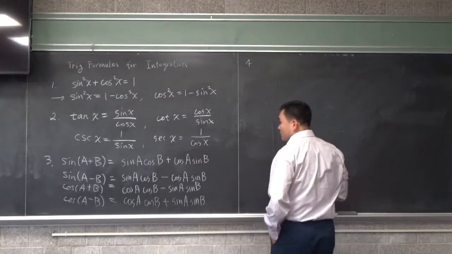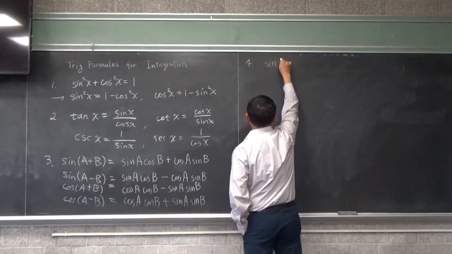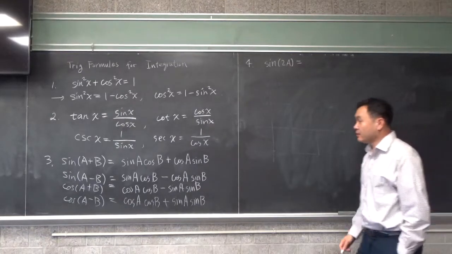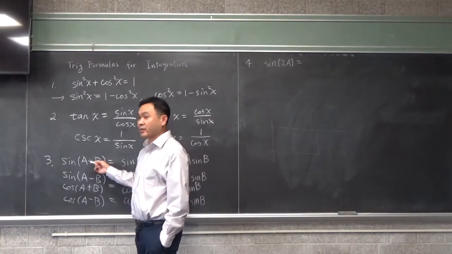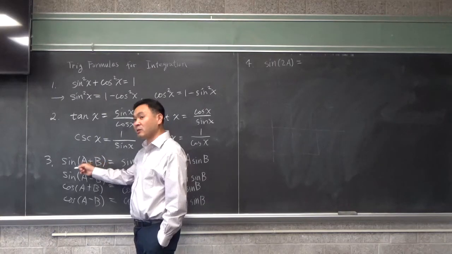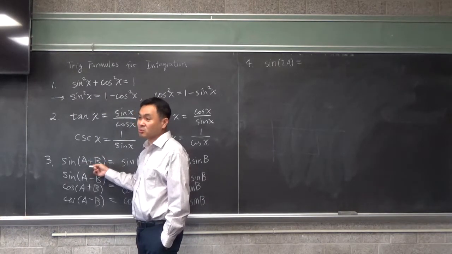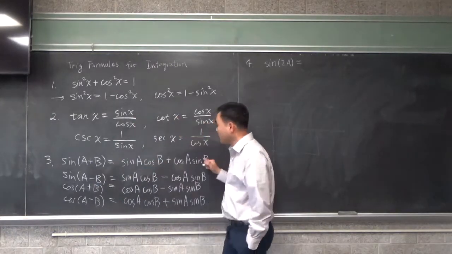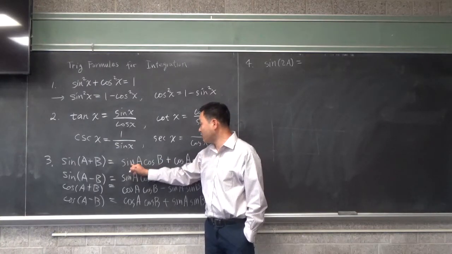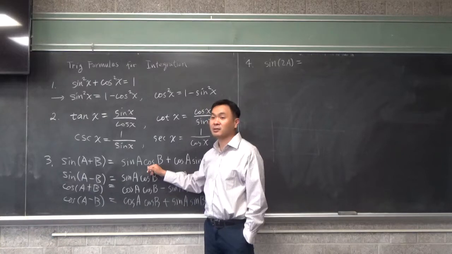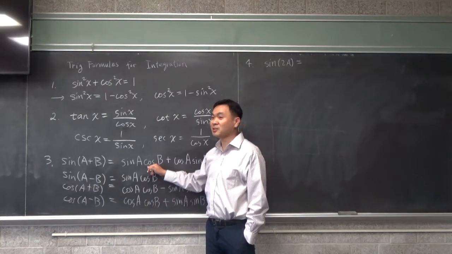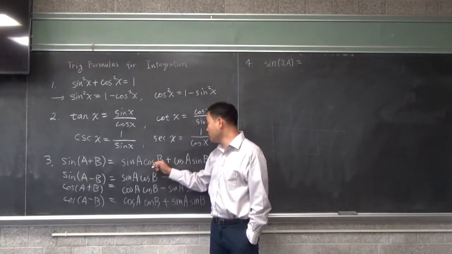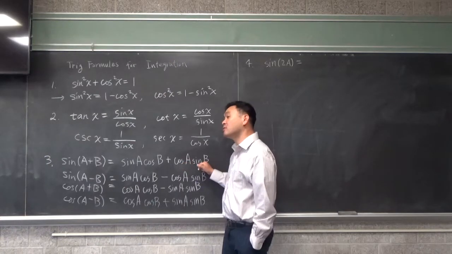Okay, so the first thing is, what would be sine 2a? Well, sine 2a would be if b is equal to a. If you replace b by a, what is a plus a? 2a. So that's what you're going to get. Now, according to this formula, if b is replaced by a, what would you get here? Sine a times cosine a plus cosine a times sine a.